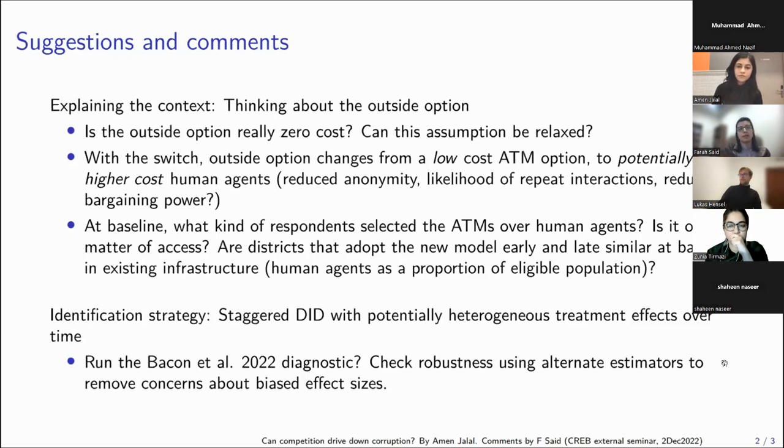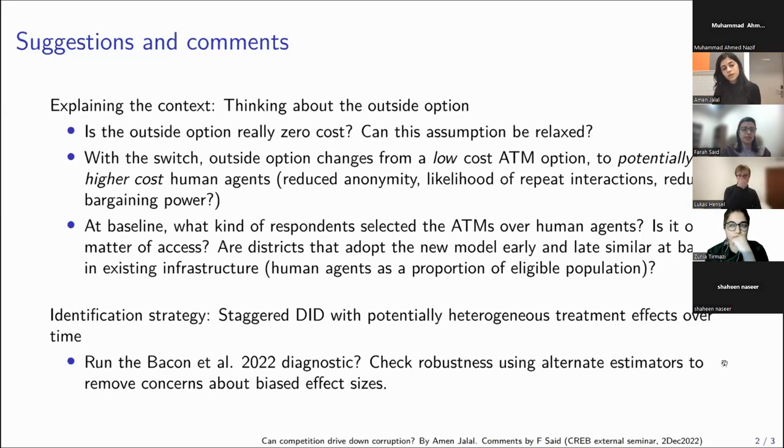Along the same lines, are the districts that adopt the new model early similar to the ones that adopt late? I noticed that in your last slide you said you're going to be looking at this anyway, but that should be a good thing to check, because it's going to impact the validity of the instrument that you've used as well.